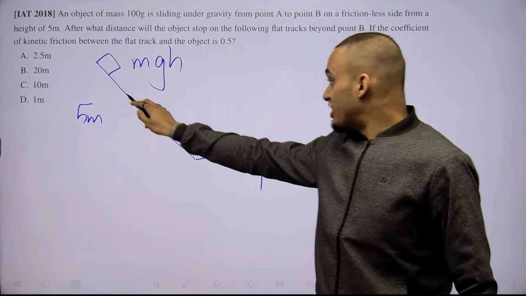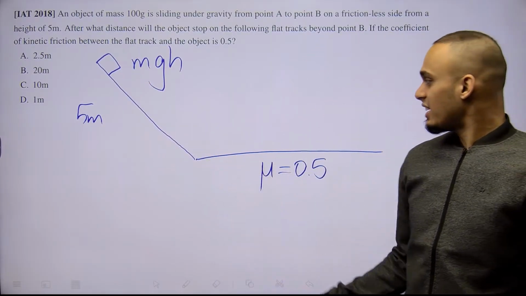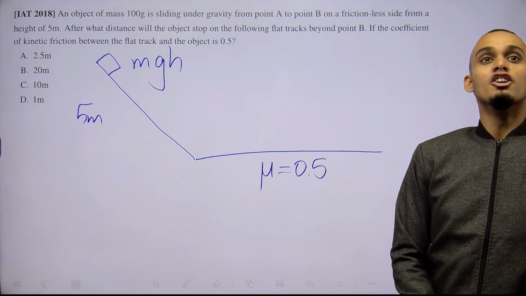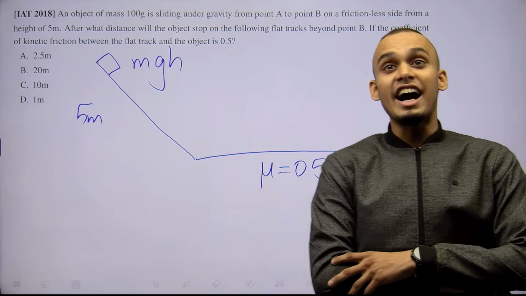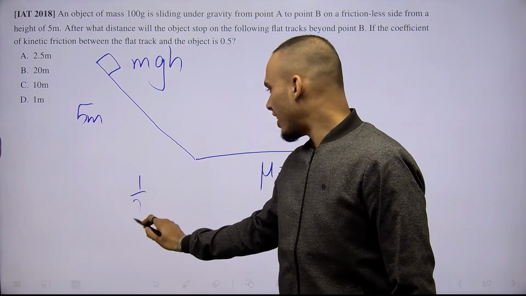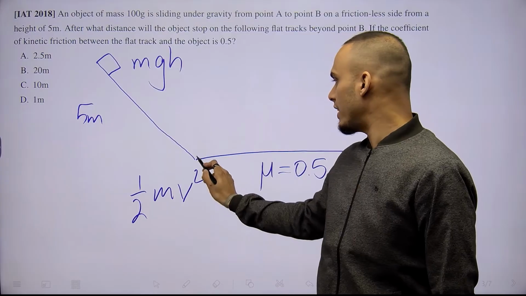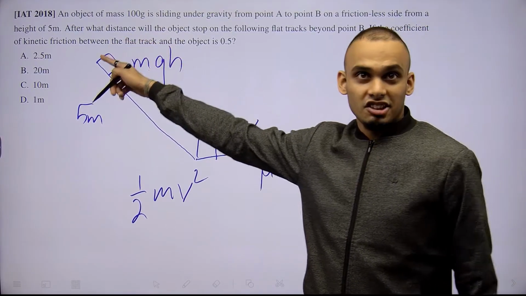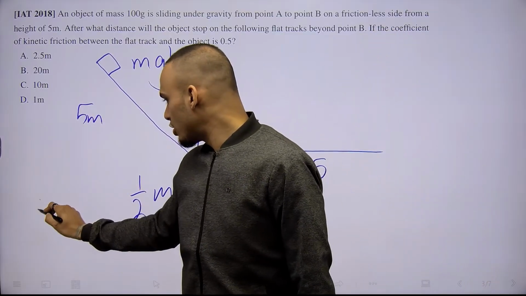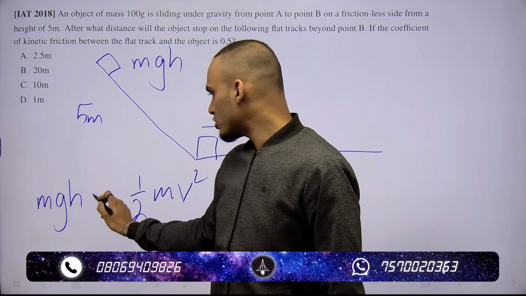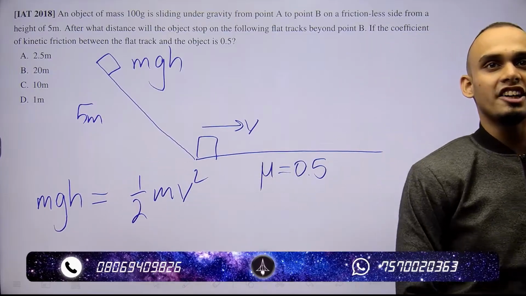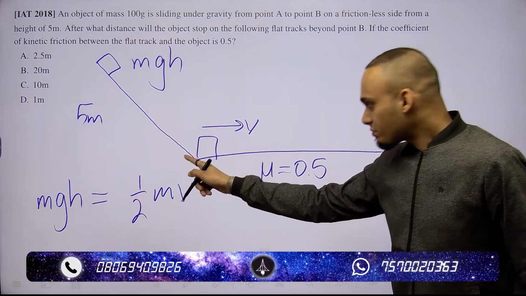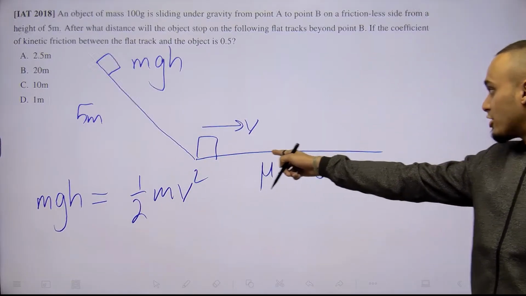When the object reaches the bottom of the track, we can take this as a reference point where gravitational potential energy is 0. So the object will only have kinetic energy given by half into m into v square, if it has a velocity of v at this point. Since we conserve the energy, this kinetic energy will be equal to the potential energy with which the object had initially started, and the kinetic energy at this point will remain with it as it starts to slide on the flat surface.